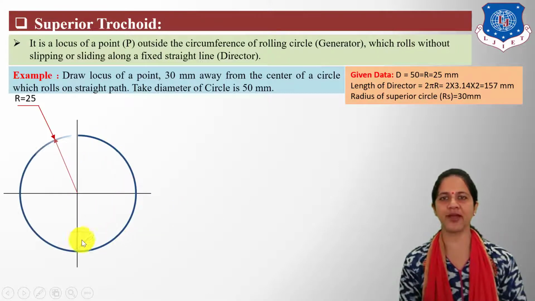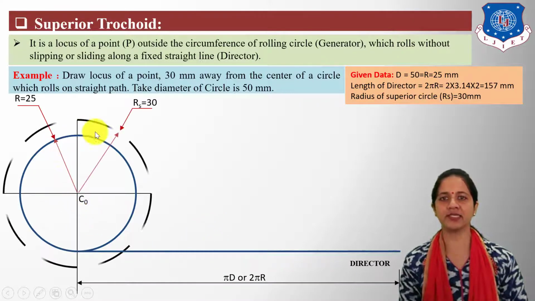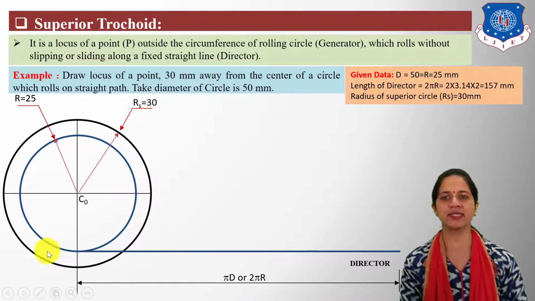First, draw the 25 mm radius rolling circle. Next, draw the director from the bottom point of the rolling circle because the rolling circle always rolls on the director. Next, draw the superior circle. Take radius for superior circle equal to 30 mm. Mark initial locus point P0 on the superior circle.